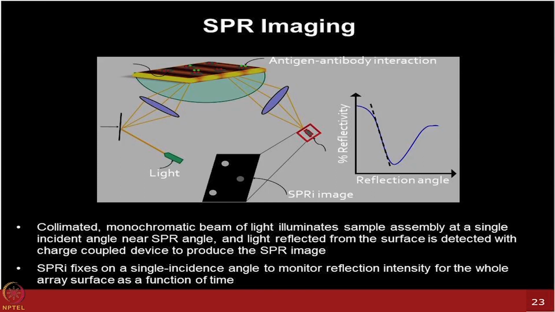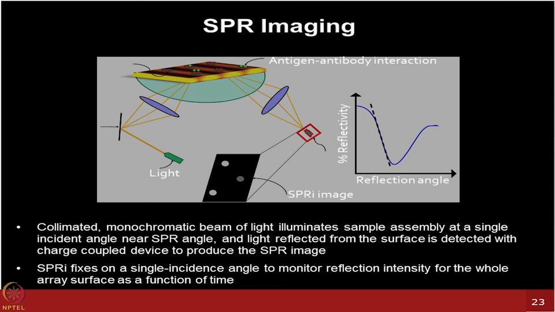So, what happens here conceptually? We have this prism, we have this gold chip, but now here we are exploring the full chip potential to scan the whole surface, and then by generating this SPR image, again the concept is the same. We are still looking for reflection angle, we are measuring the percentage reflectivity change.